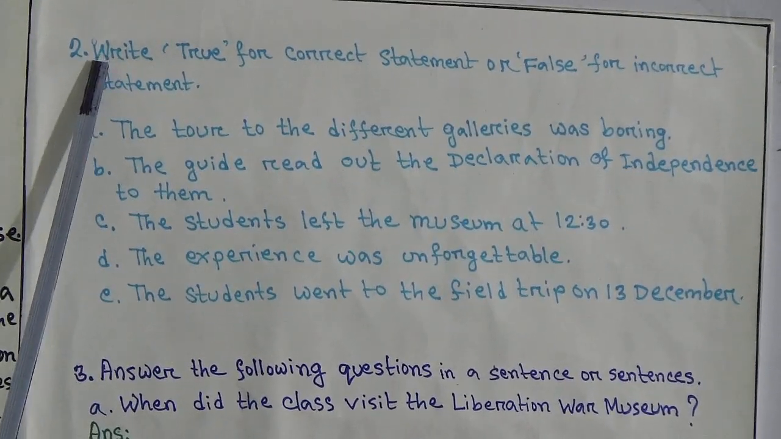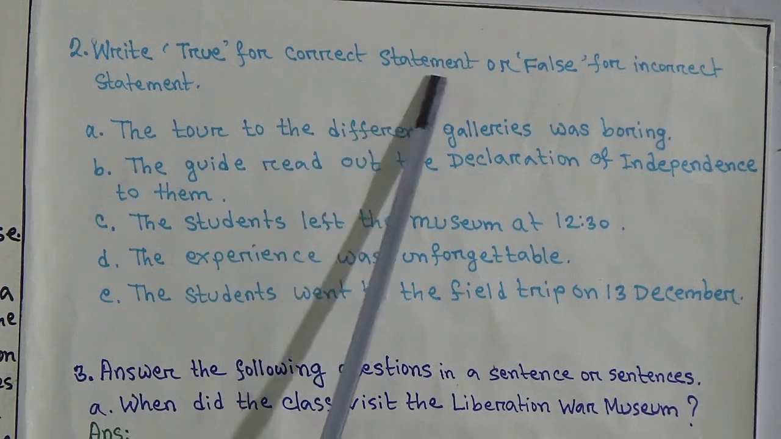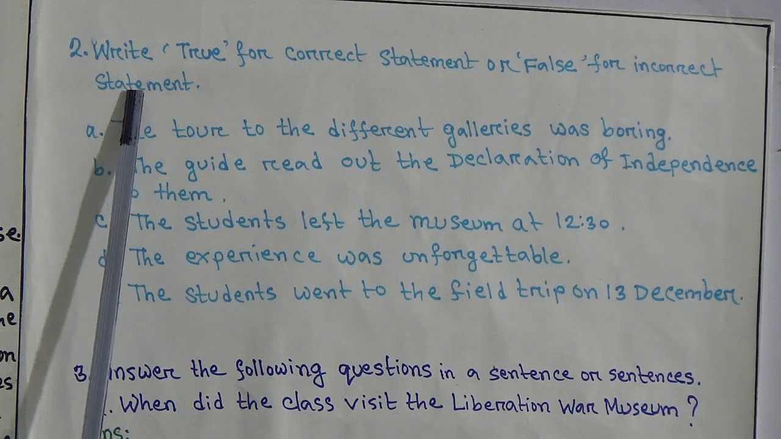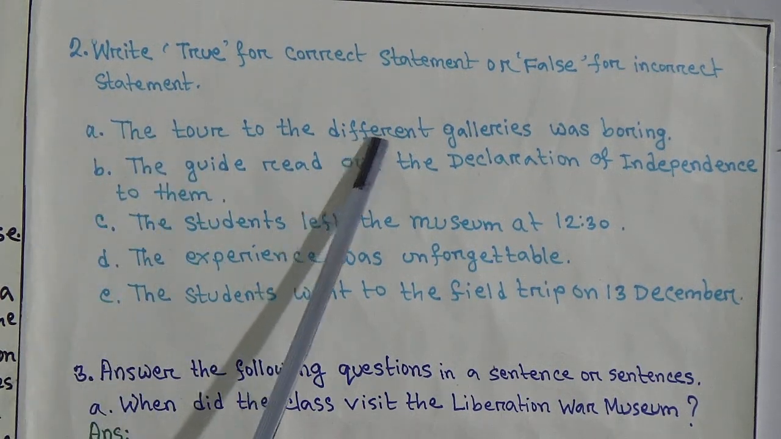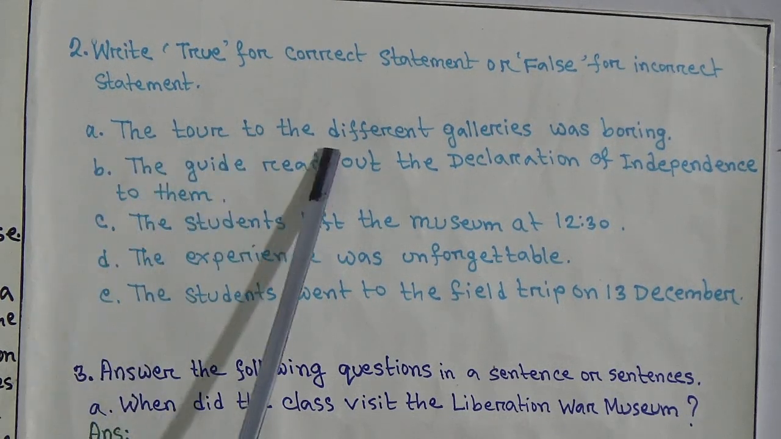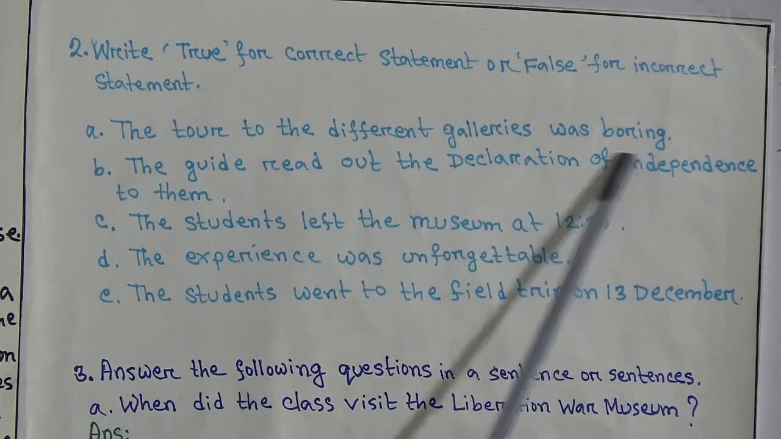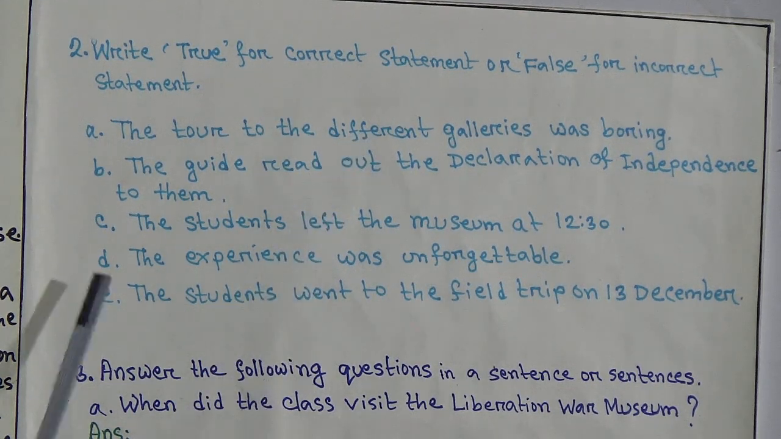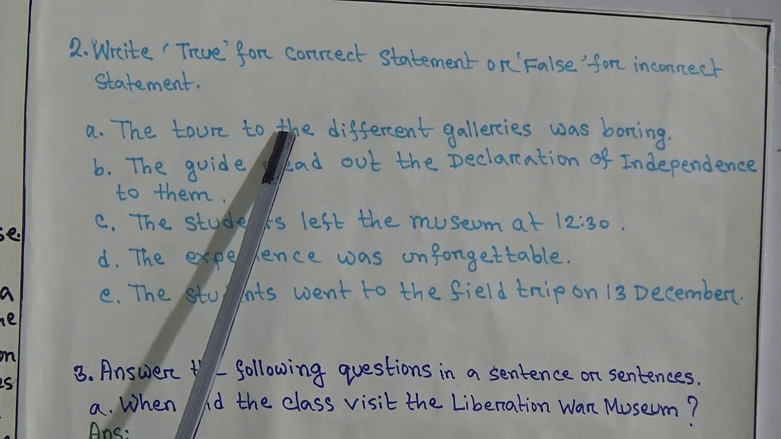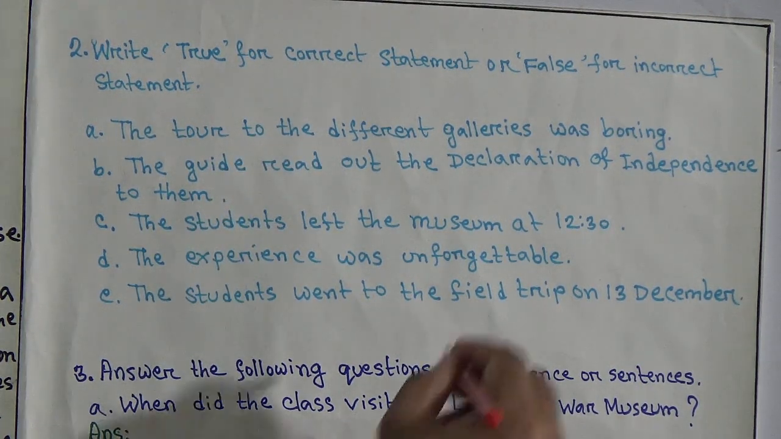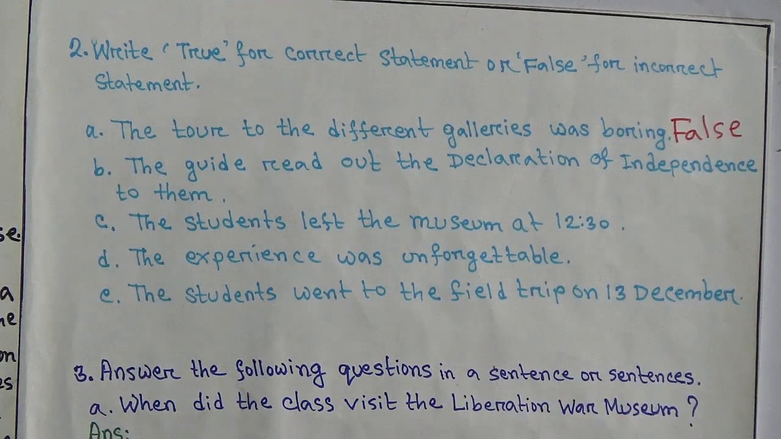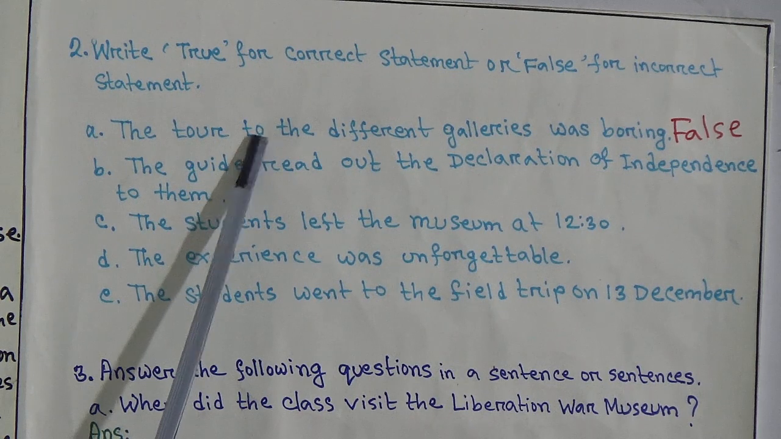It's about true false. Write true for correct statement or false for incorrect statement. According to the passage, you have to judge the statement whether it is correct or not. First one is done. The tour to the different galleries was boring. Is it true? According to the passage, we can say it's not true. It's a false and incorrect statement. So write here false, because they enjoyed their tour very much.